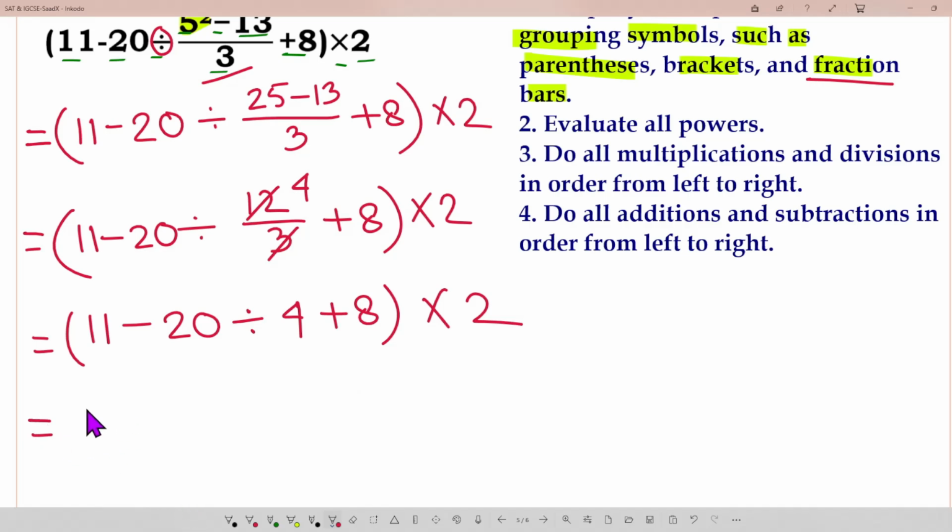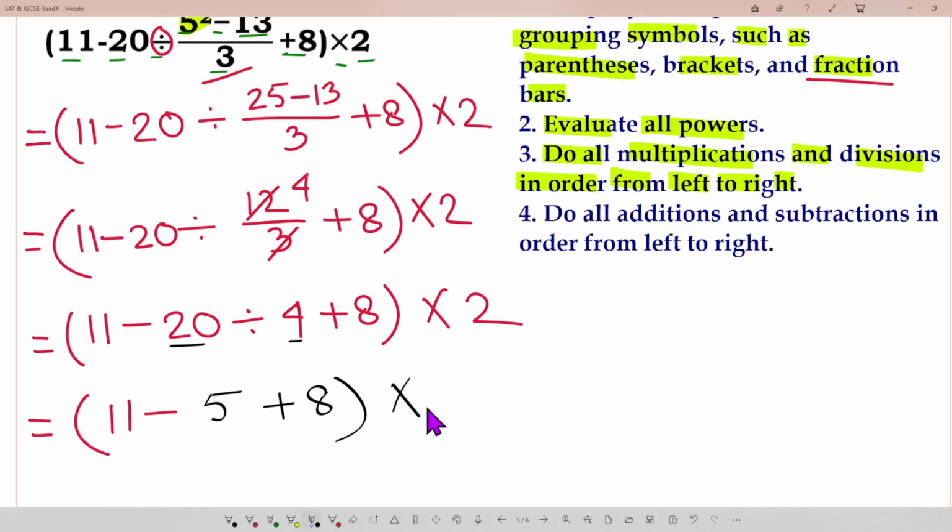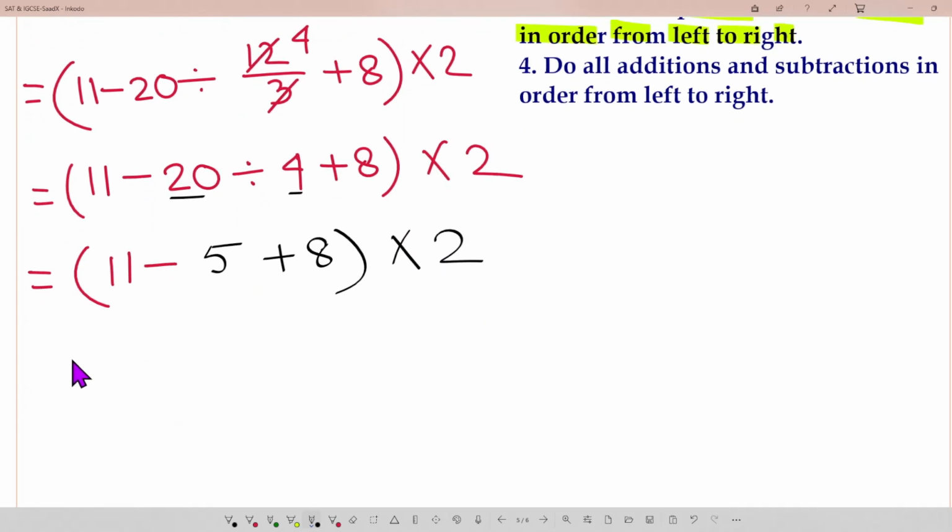Okay, then 11 minus, now we have to complete our second part: evaluate all powers, which we already did because this is the exponent. Now do all multiplications and divisions in order from left to right. So here 20 divided by 4 is 5, and here is plus 8 times 2, while we are still in the parentheses, which means inside the bracket.